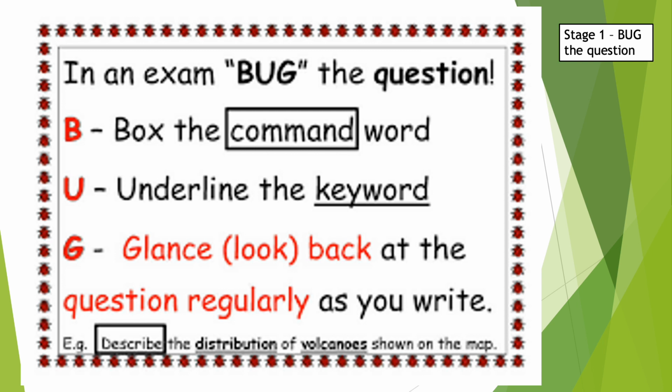So the first part of any exam question is to apply the BUG technique, okay? Hopefully something that you have all practiced with your teachers in class, okay? The B stands for box, that's boxing the command word. The U for underlining any keywords in the answer. And the G, a really important part, is to glance back or look back at the question regularly as you write. Make sure everything you include is relevant.